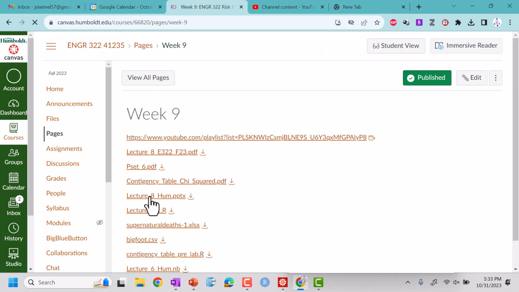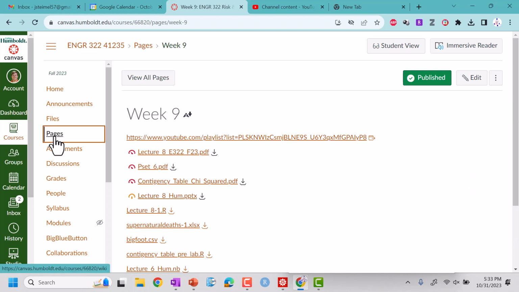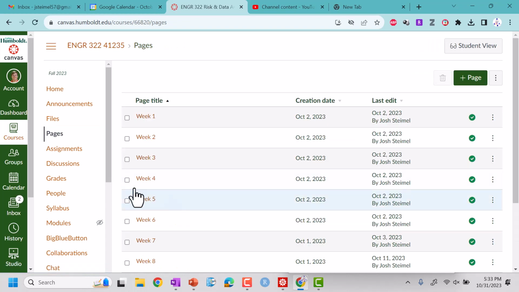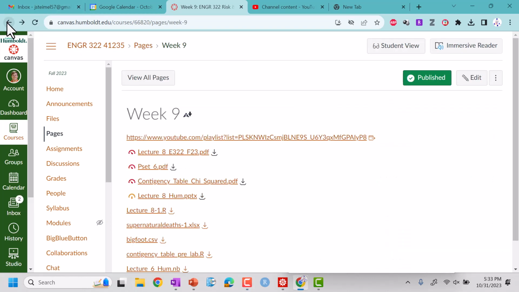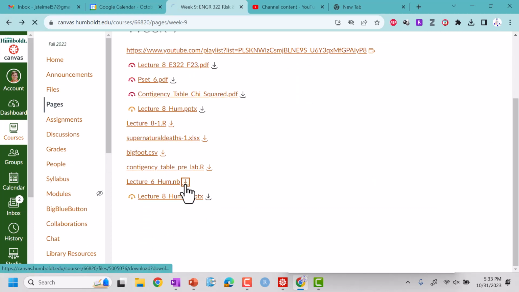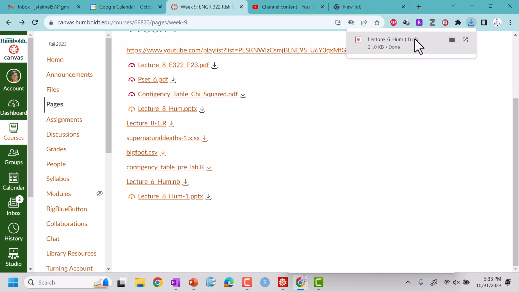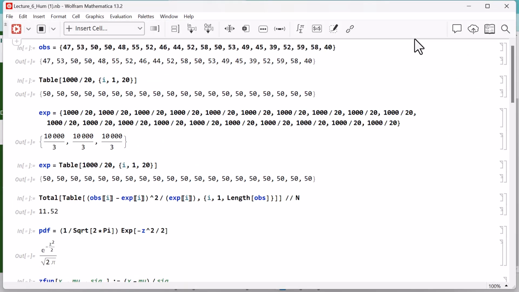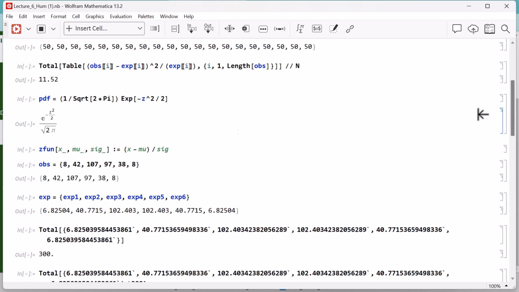So let's see if we can find that Mathematica notebook. Lecture 8, that's a little bit too far away. Actually, I think we had it in lecture 6, Humboldt. Maybe it's there. Excellent. So we have it right here.